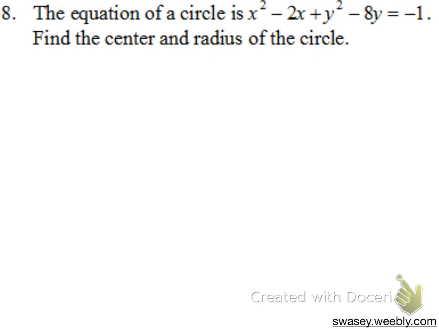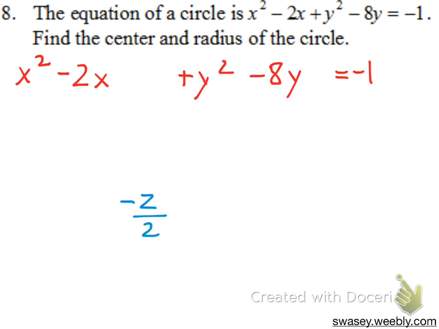Number 8, equation of a circle, and we're trying to figure out the center and the radius. So we have x squared minus 2x plus y squared minus 8y. Now what we want to do here is write it in center radius form. So we're going to complete the square. To complete the square, we take half of b and square it. That's where that plus came from.